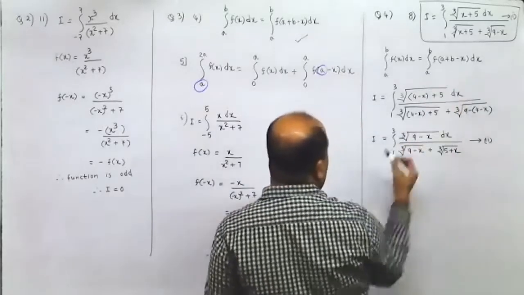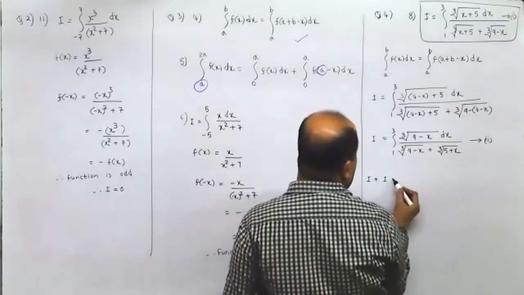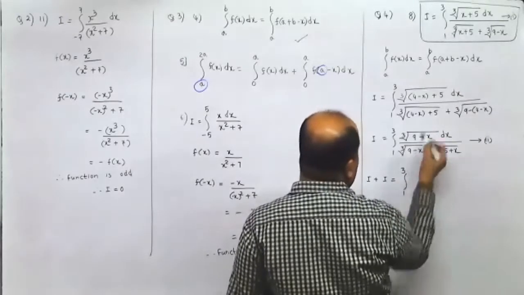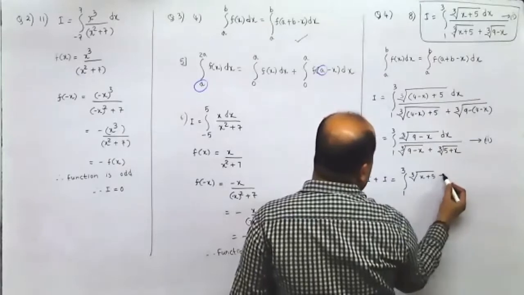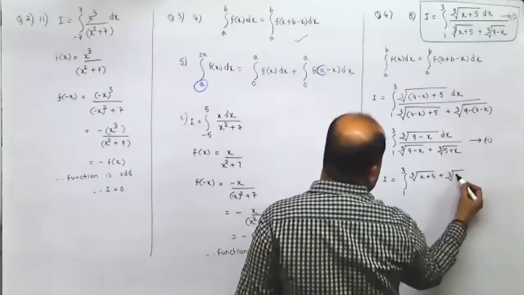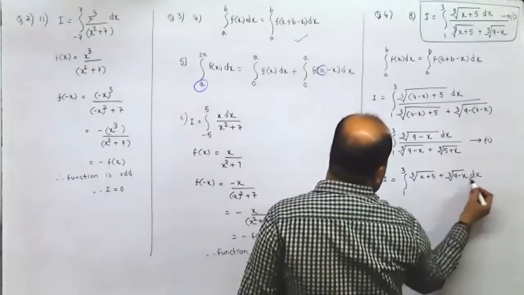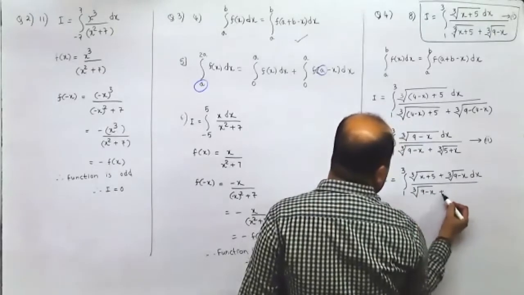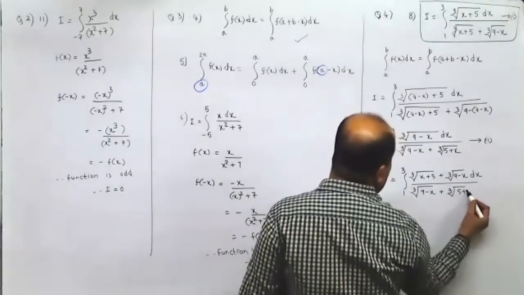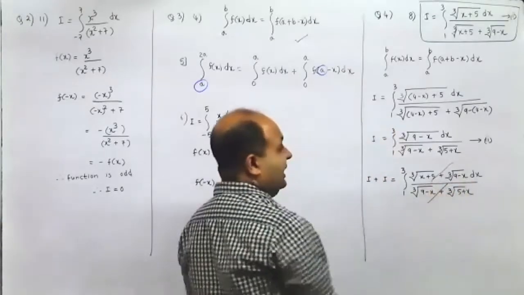So from 1 and 2, when I add it, I get I plus I equal to the integral from 1 to 3. You take that down here, that is cube root of x plus 5 plus cube root of 9 minus x, divided by cube root of 9 minus x plus cube root of 5 plus x. These two get cancelled. You get 1 dx, that is x.